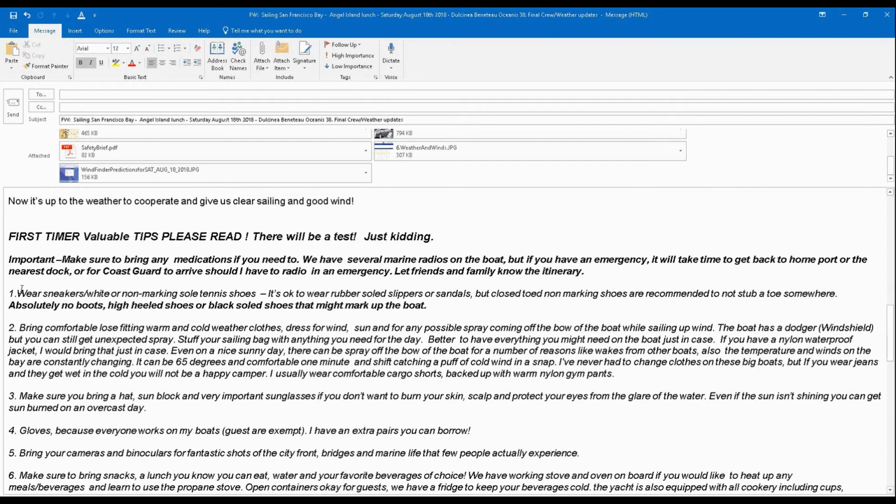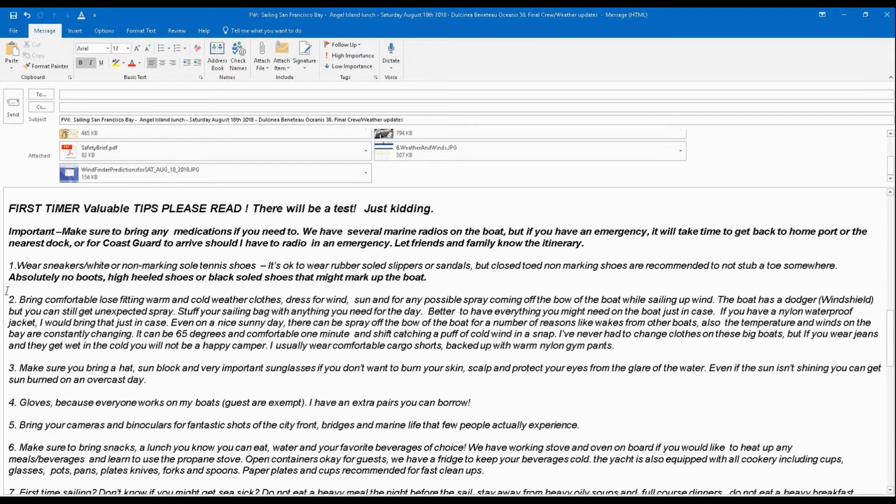I emphasize that they should wear sneakers, white or non-marking sole tennis shoes. It's okay to wear rubber-soled shoes and sandals, but absolutely no boots, high-heeled shoes, or black-soled shoes that might mark up the boat. Encourage them to bring comfortable, loose-fitting, warm and cold weather clothes, just for wind, sun, for any possible spray coming off the boat.